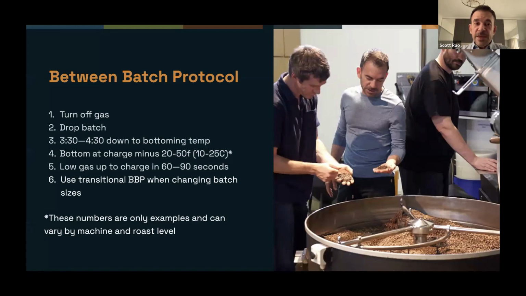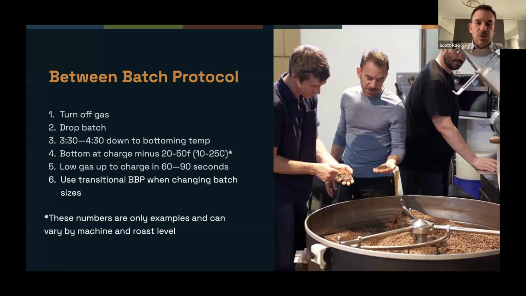Likewise, the gas setting you use to go from the bottom to the charge should probably be between 10 and 20% of your maximum gas, but it doesn't have to be. But if something weird is happening, if you say to me, "Hey, my gas setting to get up to charge in 90 seconds is 70%," then something's wrong. Perhaps the airflow is too high or there's some other problem going on.